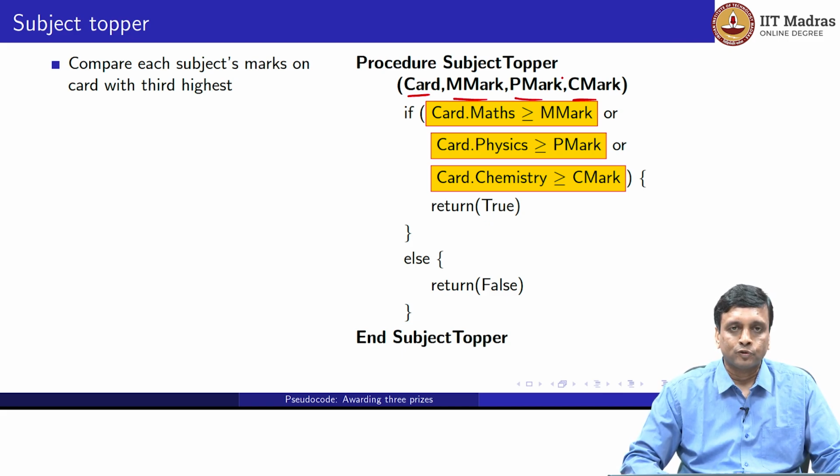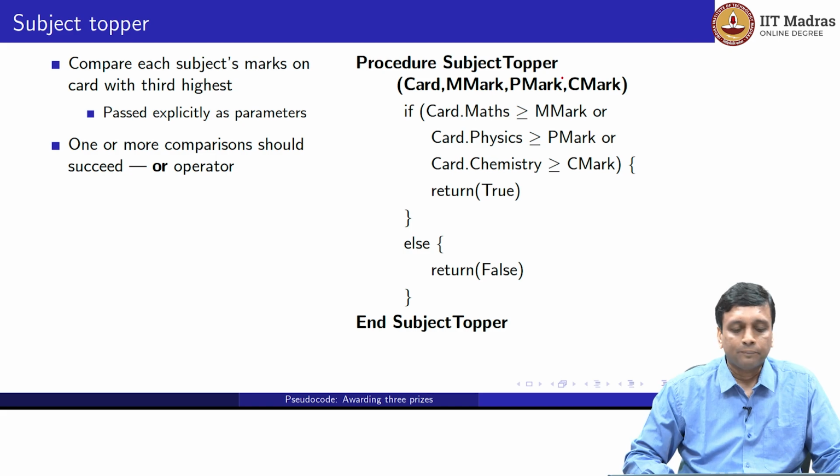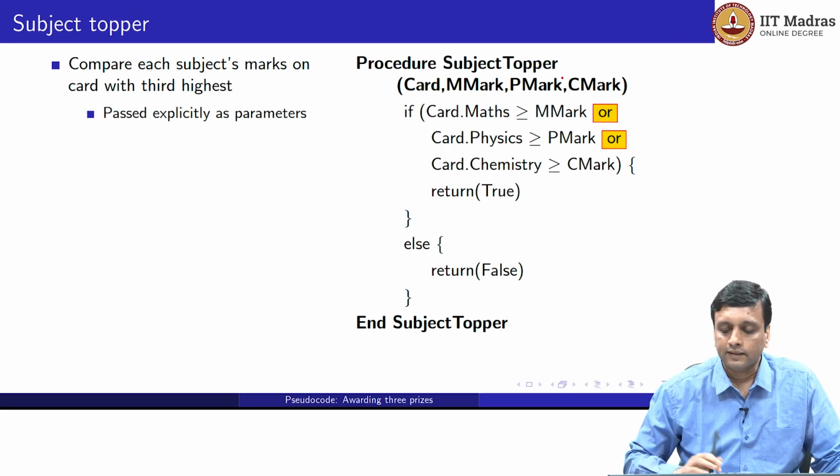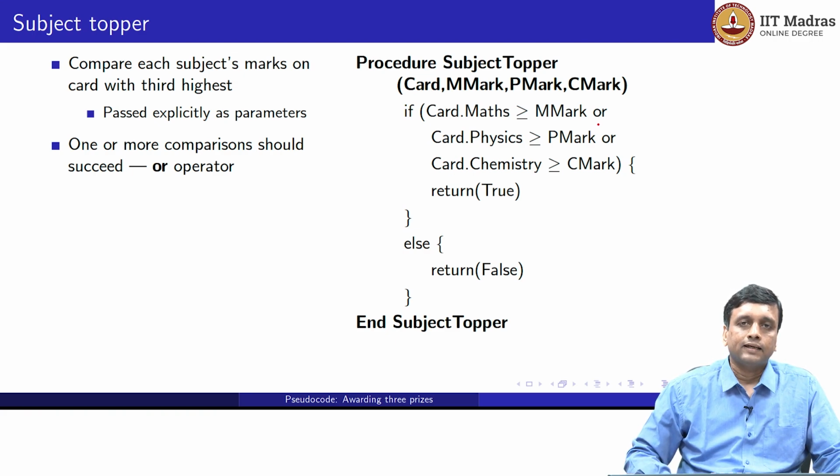All that the subject topper procedure is doing is checking that the maths marks are above the maths threshold, the physics marks are above the physics threshold, and the chemistry marks are above the chemistry threshold. What that threshold is, this procedure doesn't care. It's just telling you that at least one of these is above the given threshold in that subject. Since we want this at least, we need to compare these, and this is done using this OR operator. This OR operator basically tells us that one of these conditions should hold, more than one could hold, but at least one should hold. So either the maths marks is above the threshold, or the physics marks, or the chemistry marks.